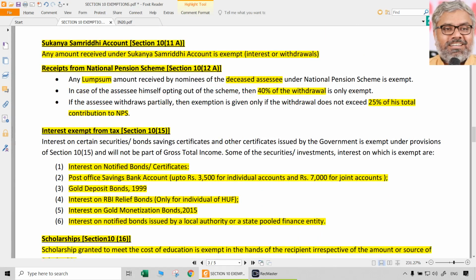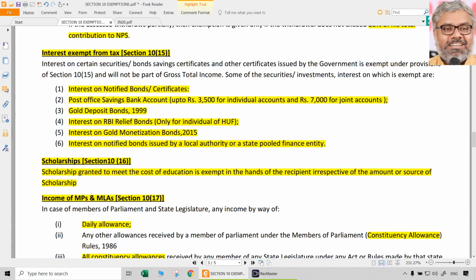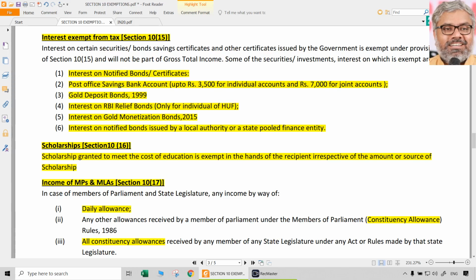Sukanya Samriddhi account, remember that name, that is enough. National pension scheme, remember that name, that is enough. 10(15) you have to remember, very important, particularly in the problems. Particularly post office savings bank account in trust, exempt up to 3,500 or 7,000. Normally 3,500 only. Joint accounts is exceptional.